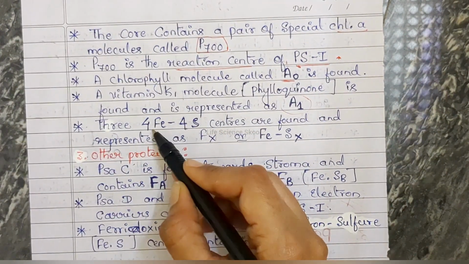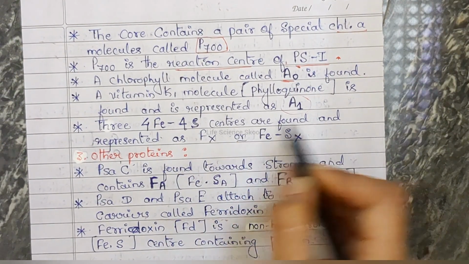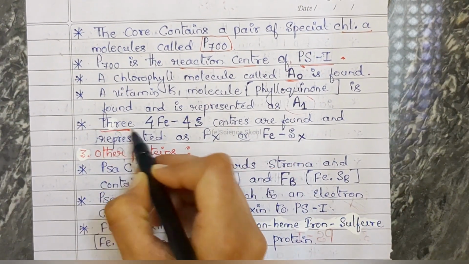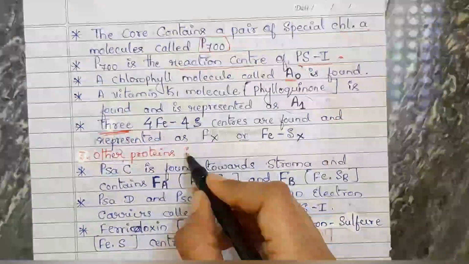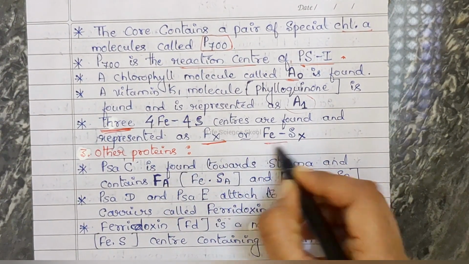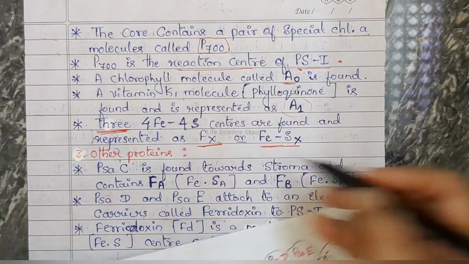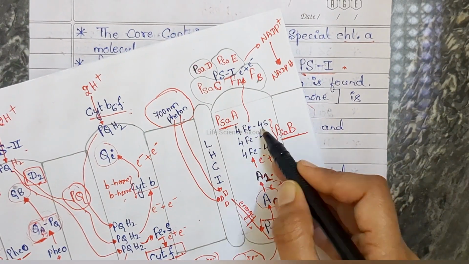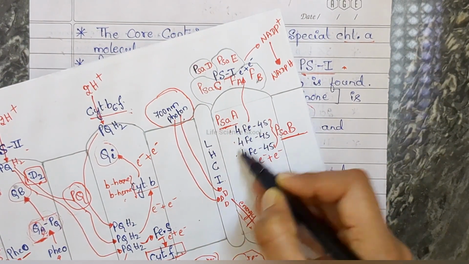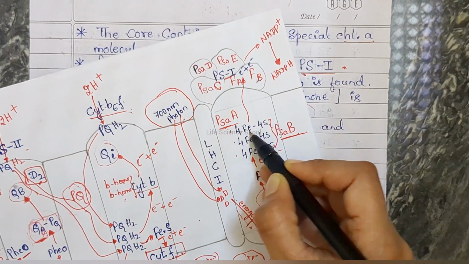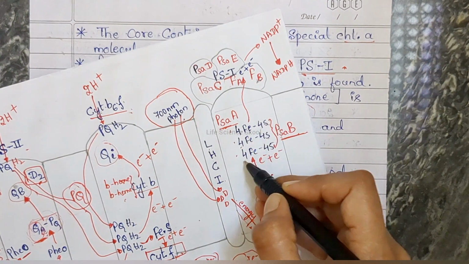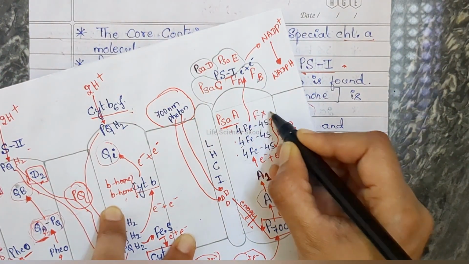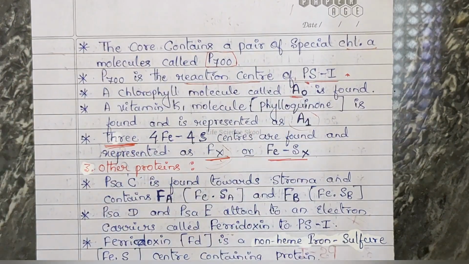Next, 3 4Fe4S centers are found, meaning 4 iron and 4 sulfur centers, 3 of them, and they are represented as Fx or FeSx. I have not mentioned this name here, you can just represent it as Fx, but to make you understand, I have written it in detail: 4 iron and 4 sulfur, three times.